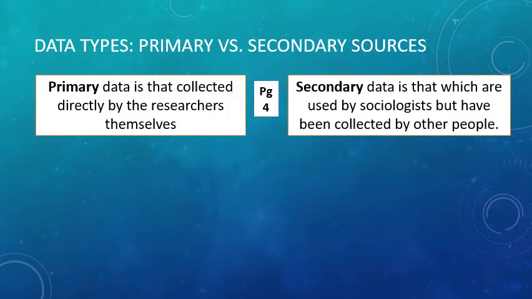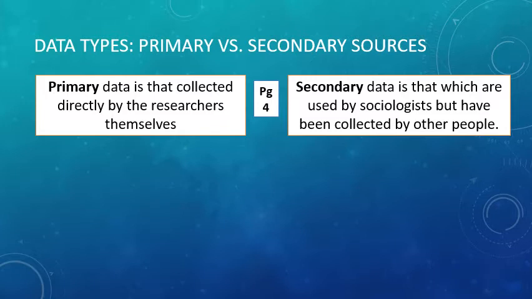So primary data is data which is gathered by the sociologists themselves. So they go out into the field, they talk to or watch or work with members of the public, and they gather data based on their behaviour, their responses, their thoughts, their feelings, their actions.